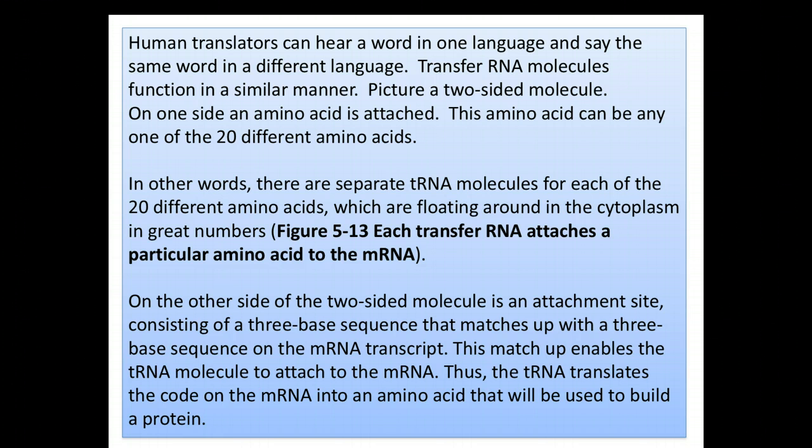On the other side of the two-sided molecule is the attachment site, consisting of a 3-base sequence that matches up with a 3-base sequence on the messenger RNA transcript. This matching up enables the tRNA molecule to attach to messenger RNA. Thus, the transfer RNA translates the code in the messenger RNA into an amino acid.